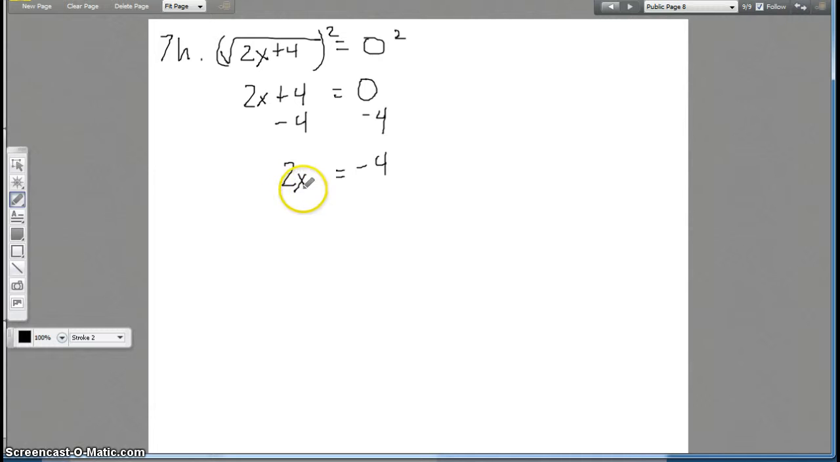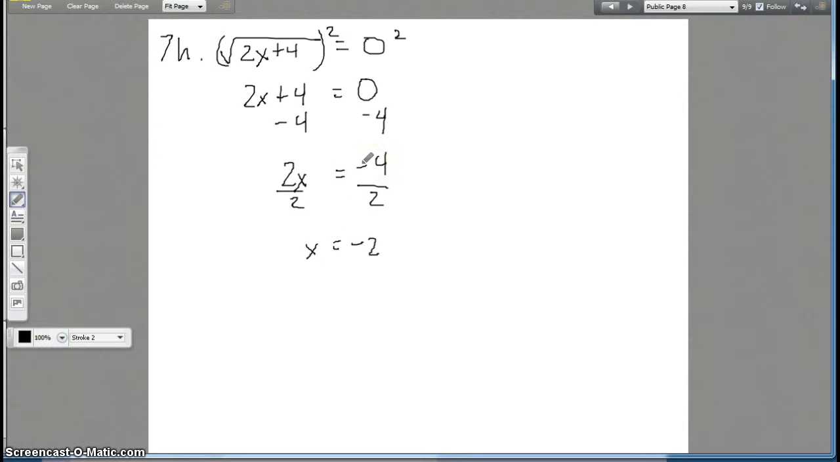Now we need to isolate our x. We're multiplying by 2. The way you undo multiplying is to divide. Since we're multiplying by 2, that means we need to divide by 2. And when we do that to the left side, we have to do it to the right side. So 2x over 2 is x. Negative 4 divided by 2 is negative 2.